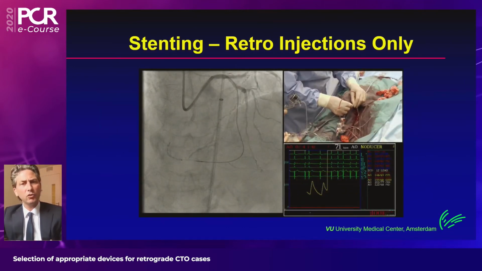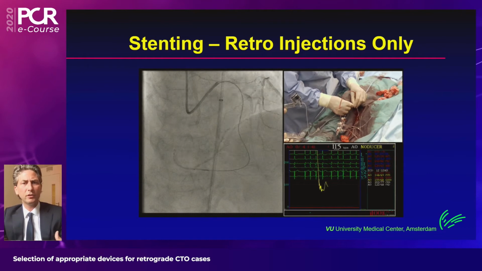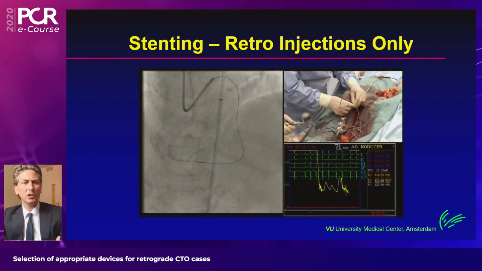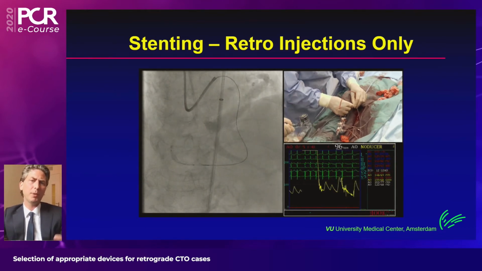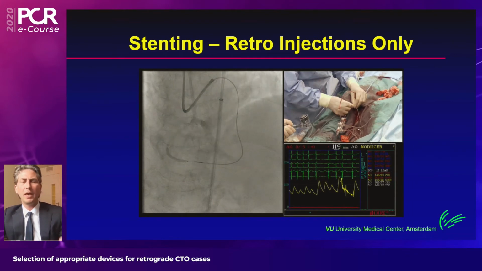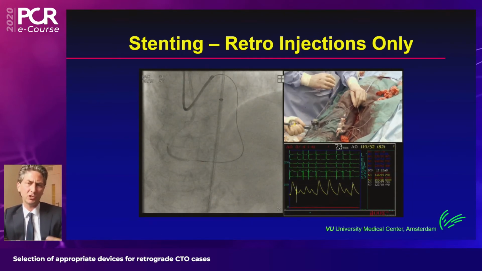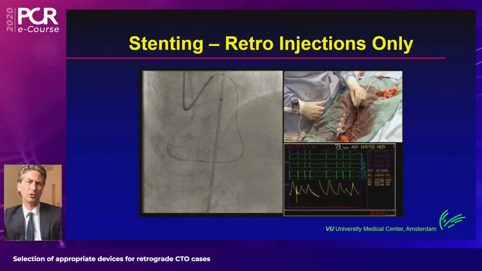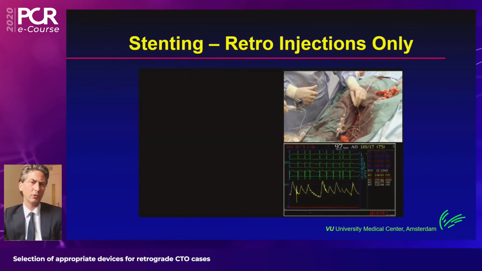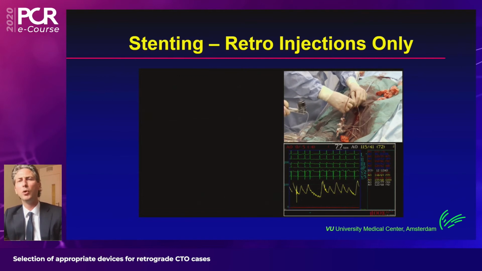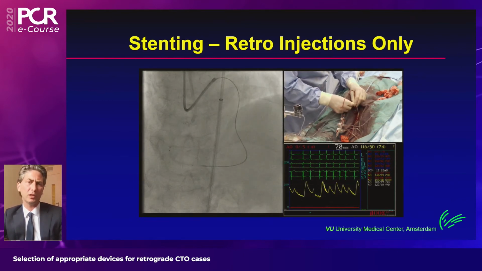You then retract your retro microcatheter, not exposing the septum, so it needs to be in the septum, but in the distal part of the CTO. And it's very important that you don't make antegrade injections as of yet, because it's dissected, you can propagate, cause hydraulic dissections, and ruin your entire result. So the stenting and ballooning should all be done with retrograde injections, as you can see right here.